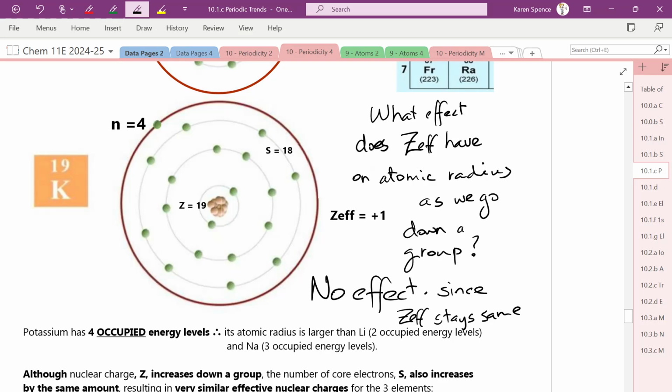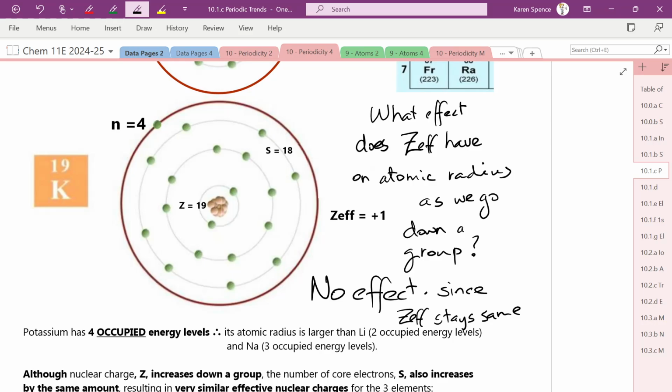So if you're explaining atomic radius going down a group, you can ignore Zeff. You don't explain in terms of Zeff. You explain in terms of number of shells, right? Because that's what's changing.